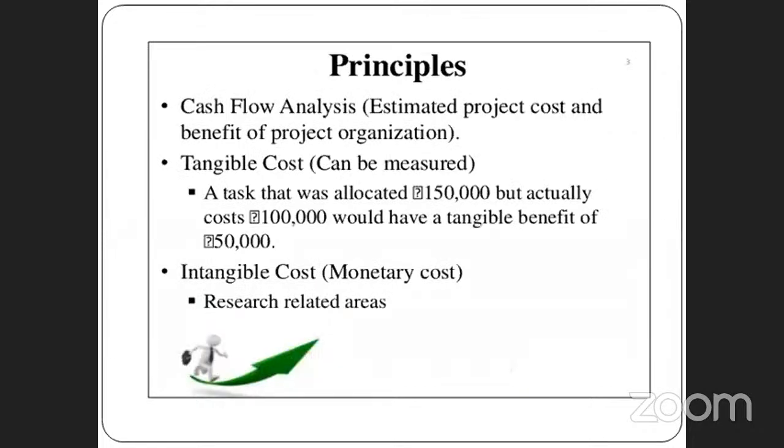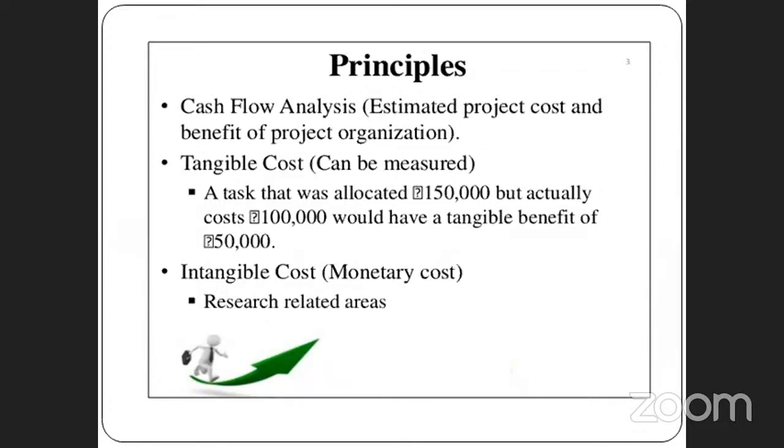Next is the principle. What is the main principle? It is cash flow analysis. Cash flow analysis is nothing but the estimated project cost and the benefit of the project organization. We are estimating the cost at 12 lakhs, but if we complete this task in 11 lakhs, we have benefited nearly 1 lakh. So the cash flow should be calculated at every step.